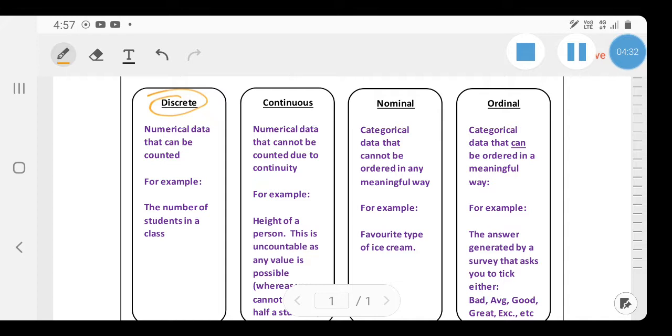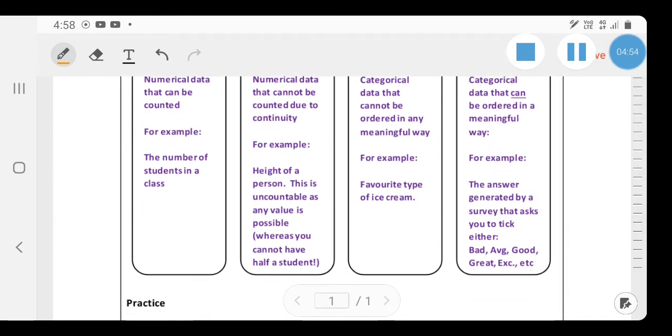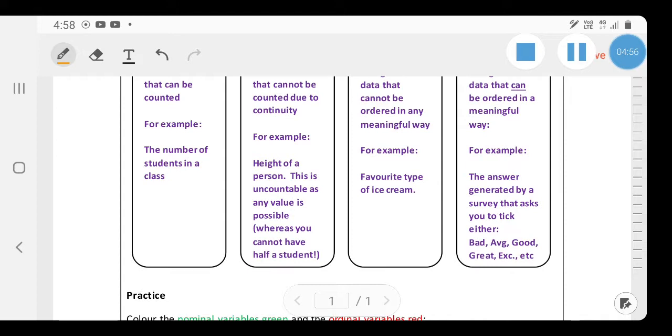Now that might seem obvious. You might think, well, surely you can count every sort of numerical data. That's what numbers are, counting things. Well, let me explain what continuous data is first, and then we'll go back to that idea of discrete data. All right, so what is continuous data? Well, that's numerical data that cannot be counted due to its continuity. For example, the height of a person.